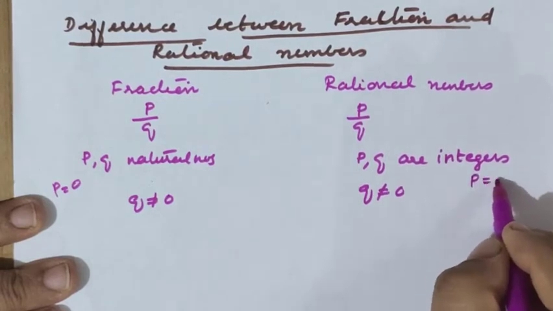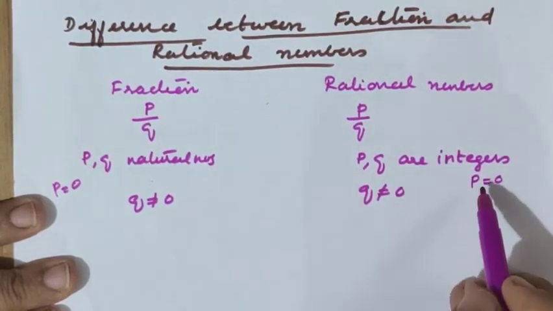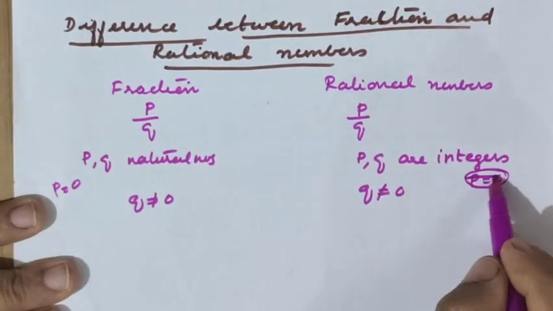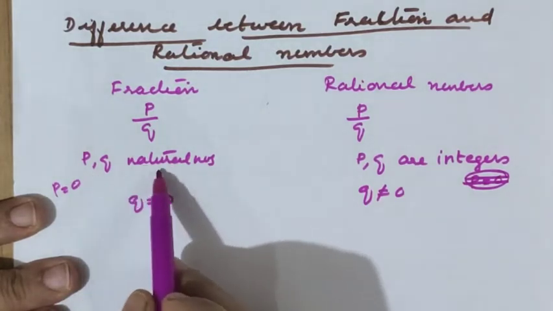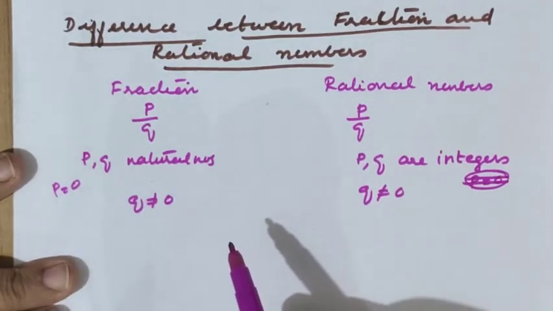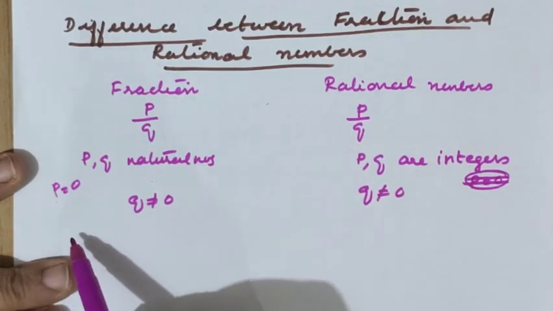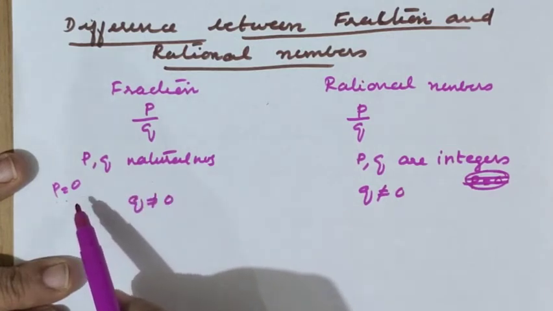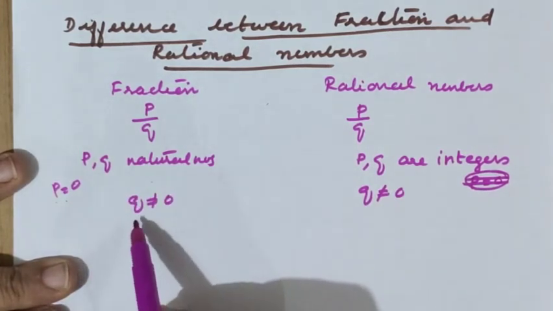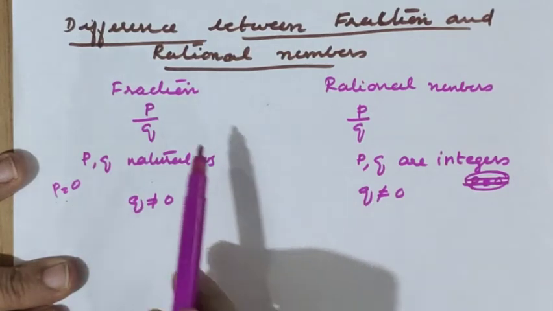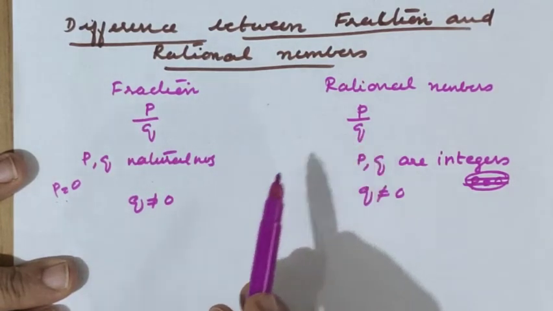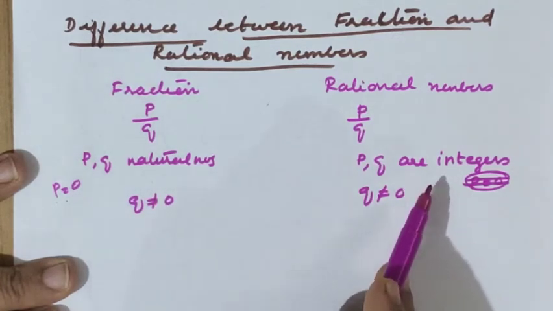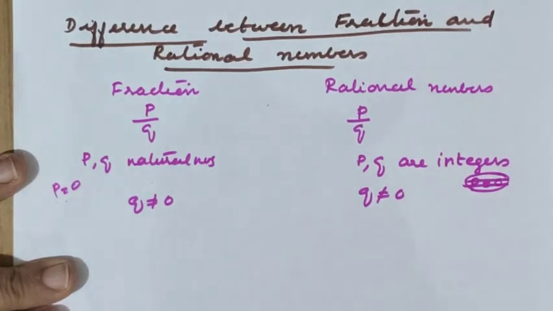P can be 0 also, but Q is not equal to 0. When you write the condition that P and Q are integers, 0 is included in that group, so there is no need to specify it. Here P and Q are natural numbers, that is why we write P equal to 0 as an exceptional case. We do not use the 0 fraction many times, but we can say it can be 0 by 1, something like that. So what is the difference between fractions and rational numbers? Here we use P and Q as natural numbers, there we use P and Q as integers, and the denominator cannot be equal to 0 in both.